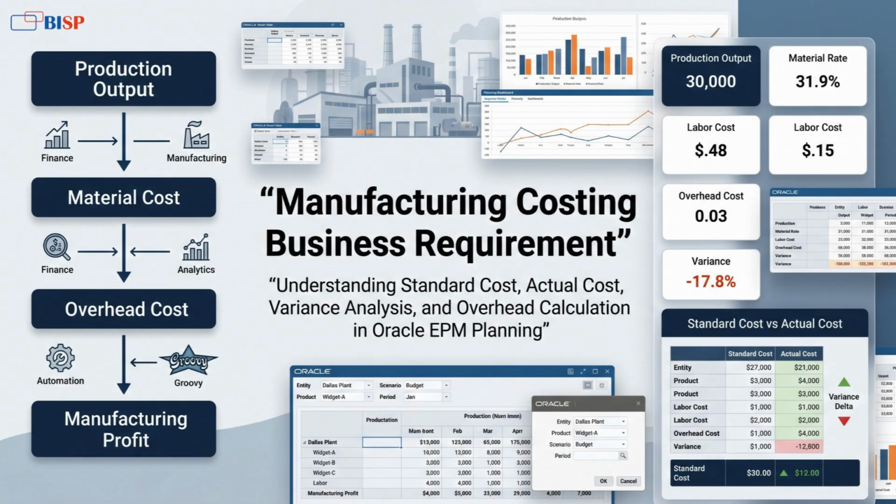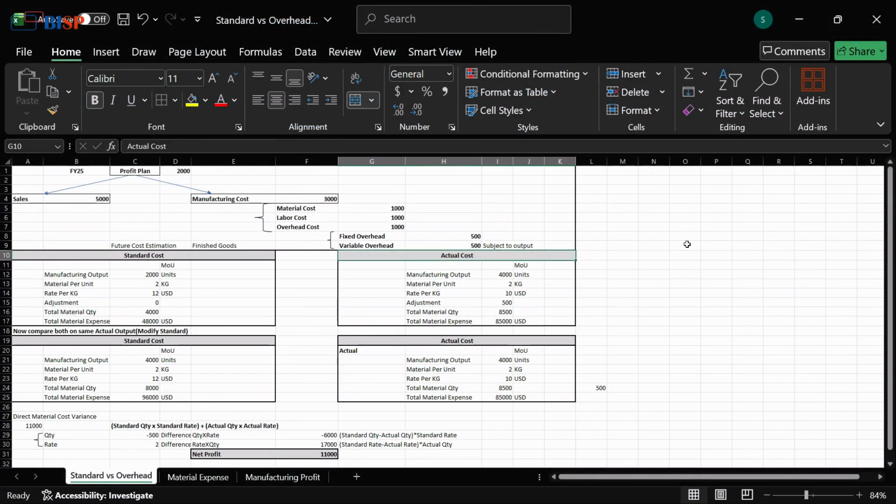Let's go. Before we start building the calculations and writing the scripts, let's first understand the business requirement and the costing problem we are trying to solve inside planning. In this example, a manufacturing company produces some products. The business wants to analyze standard manufacturing cost, actual manufacturing cost, manufacturing variance, and finally the overall manufacturing profit. The main objective is to compare what the manufacturing cost should have been versus what it actually became during production.